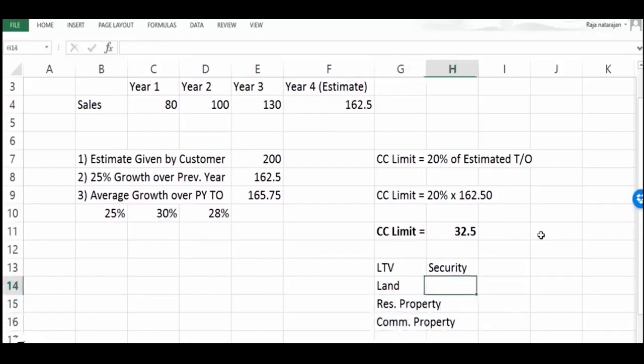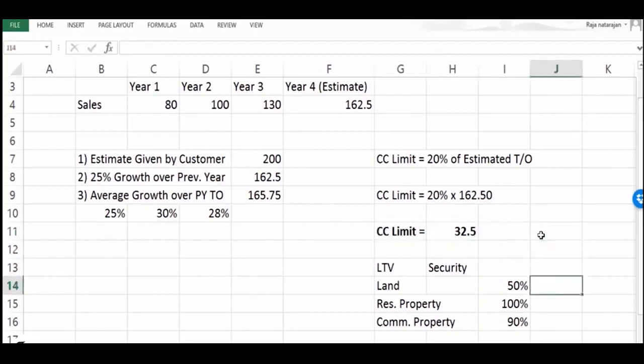Because if it is land, then the bank would be willing to give only, say, 50% of the land value as a loan. But if it is residential property where the promoters are staying, then the bank may even go to the extent of giving 100%. If it is commercial property, they may go even to the extent of 90%. So here the CC limit is 32.5.